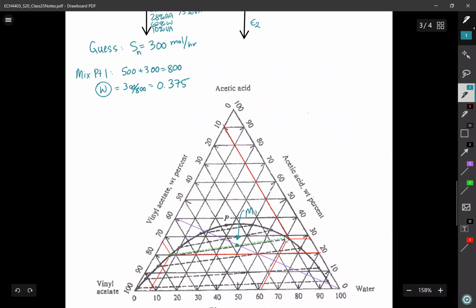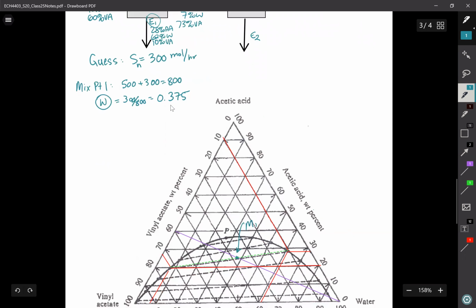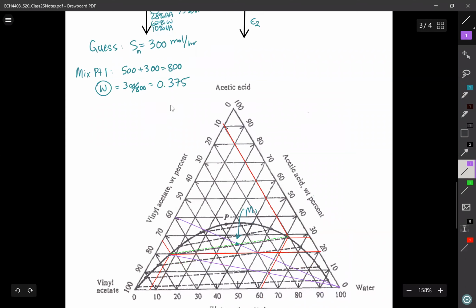Here are your compositions. I've drawn some red lines in for you to help you read where the points are if you're having trouble with that. These are what my compositions are. I'll pause again. The next step is to find the flow rate of R1 and E1. You may be asking yourself, well, if we know where the next raffinate phase is, why can't we just skip finding the flow rate, draw in our next mixing line, and then find the mix point there?